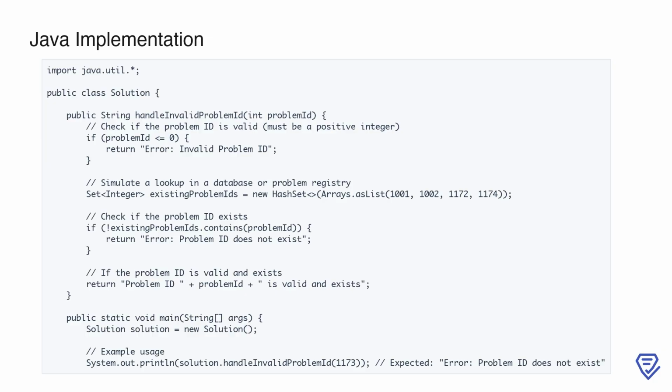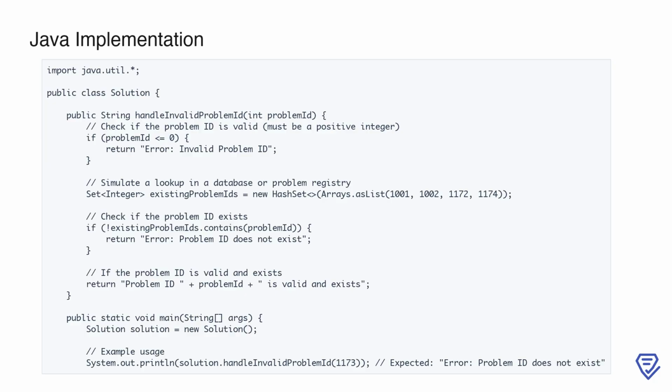Next, we simulate a database or a problem registry using a hash set that contains a predefined list of valid problem IDs, such as 1001, 1002, 1172, and 1174. Using the contains method, we check if the given problem ID exists within this set. If it does not, we return another error message, error, problem ID does not exist. Finally, if the ID passes both checks, meaning it is positive and exists in the registry, we construct and return a success message indicating that the problem ID is valid and exists.